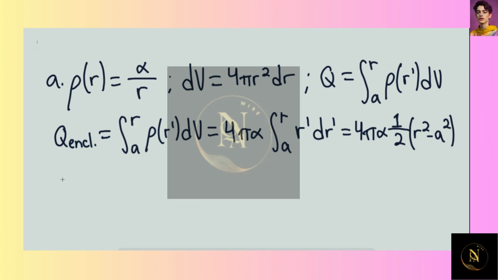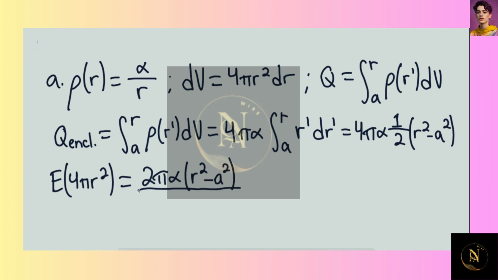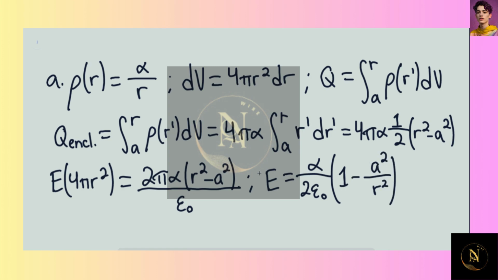And Gauss's law says that the electric field times 4 pi r squared, which would be essentially the electric flux, my apologies, is equaling 2 pi alpha times r squared minus a squared divided by epsilon naught, the permittivity in a vacuum. And so the electric field for part A is giving us alpha over 2 epsilon naught multiplied by 1 minus a squared divided by r squared. This would be our answer for part A.